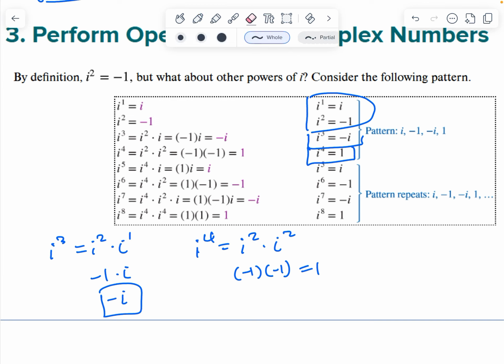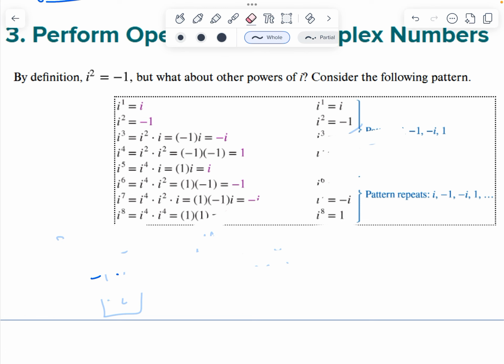If you keep following this chart down here, you're going to notice a pattern: i, negative 1, negative i, positive 1. i, negative 1, negative i, positive 1. Notice that that pattern just repeats itself over and over. And so we can use that pattern to actually simplify higher powers of i as well. I'm going to show you on the next slide how to do that.